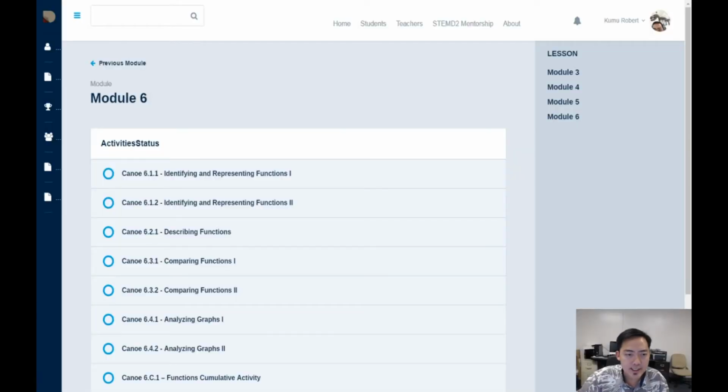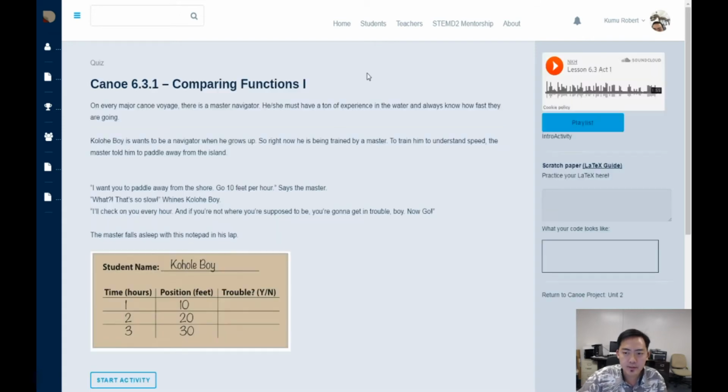Aloha, welcome back. The next activity that we'll be looking at is Canoe 6.3.1. In this activity, we have a rascal named Kalohe Boy. Kalohe Boy wants to be a navigator when he grows up. So right now he's being trained by a master navigator. The master wants to help him improve his sense of speed. So he tells Kalohe Boy, I want you to paddle away from the shore. Go 10 feet per hour.